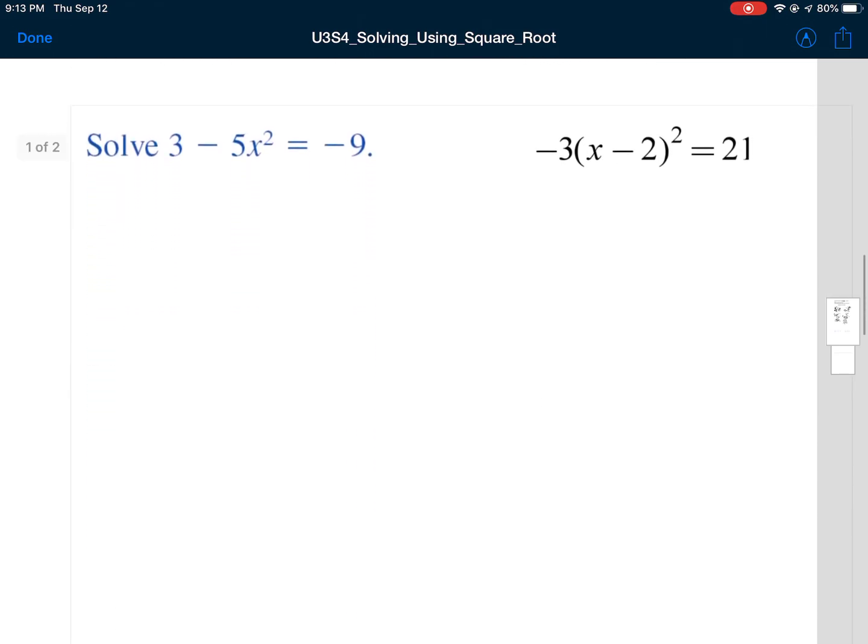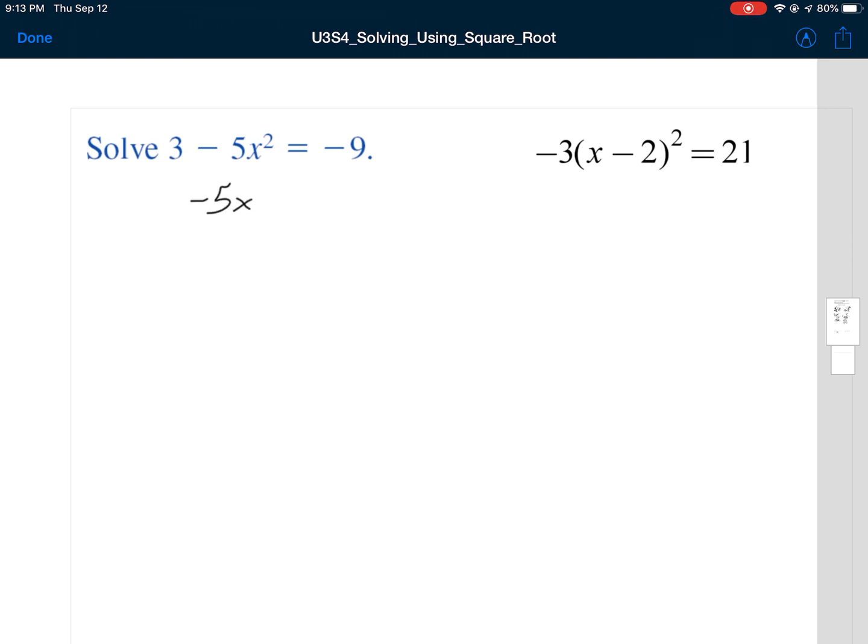Okay, I'm going to work through a couple more. I'm going to go fairly fast. So if I go too fast, stop, pause it, whatnot. But I'm going to subtract 3 from both sides. Divide by negative 5, and you get x squared is equal to 12/5. Take the square root of both sides.